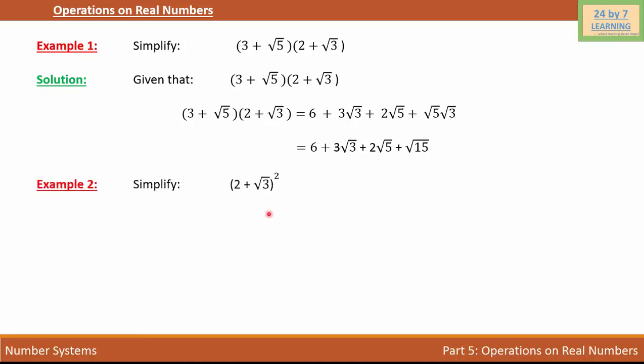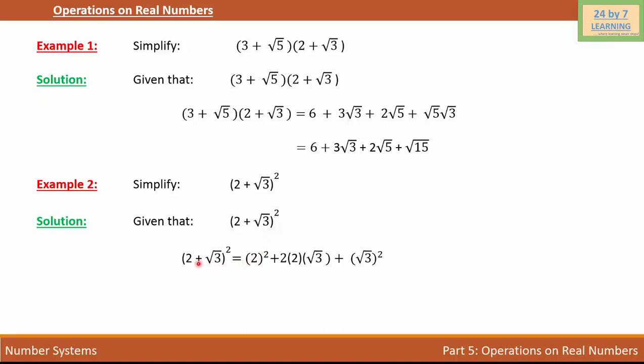Let's consider example 2. Simplify (2 plus square root of 3) whole square. As you can see, it is given that the expression is 2 plus square root of 3 whole square. We are using the properties of operations of real numbers, and if we do that, we will write this as (a plus b) whole square, which is 2 square plus 2 times 2 square root of 3 plus square root of 3 square. So 2 square is 4, which is over here.